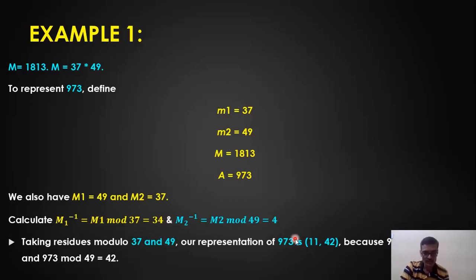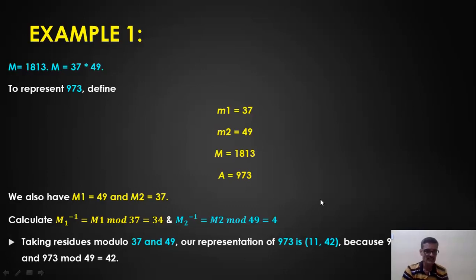So, you have to take the residue of 973 mod 37, which gives you the first value in the tuple, that is 11. And you find the residue of 973 mod 49. I'll get the second value in the tuple. So what I did here is I represented 973 by using small numbers as a tuple, that is 11 and 42. Now using 11 and 42, I can do different operations.